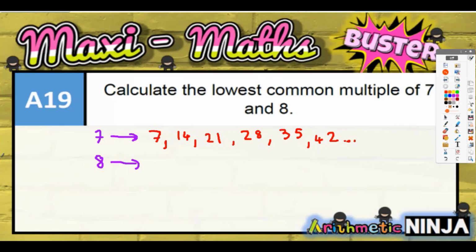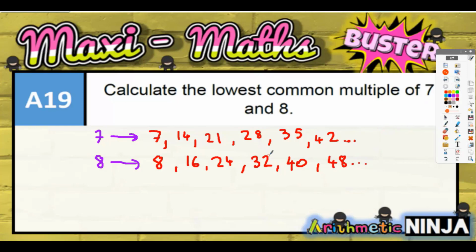So now let's do the multiples of 8. So 8, 16, 24, 4 8s are 32, 5 8s are 40, 6 8s are 48. So I recommend doing the first 6 in each list. You might need more, you might need less than that, but 6 generally will cover it. So 7 and 8. Let's have a look.